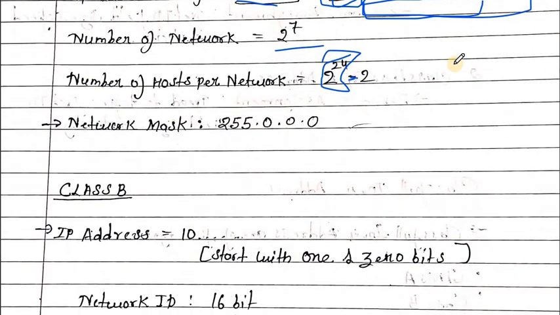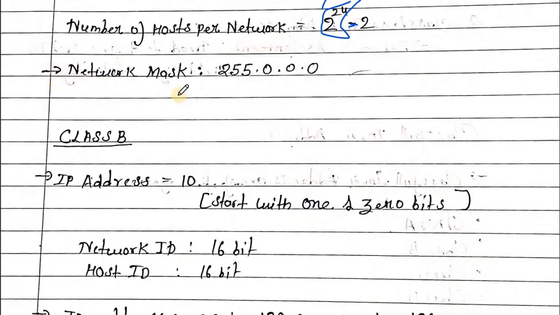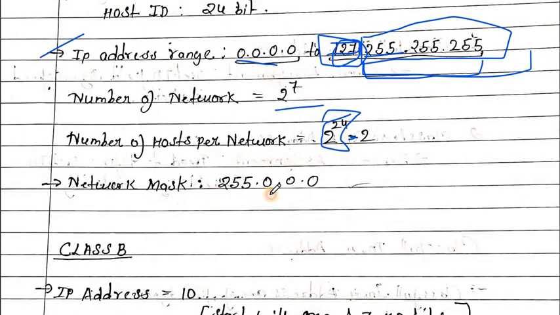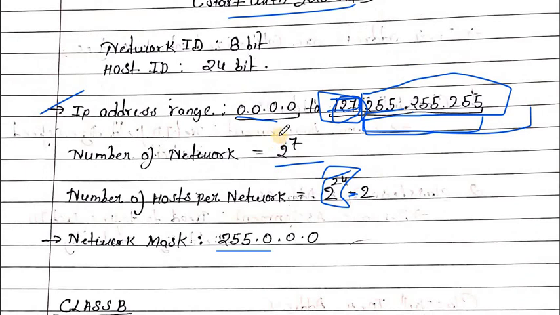Okay, so here the network mask is 255.0.0.0, which means that with the help of this network mask we can extract the network ID if we are given an IP address.